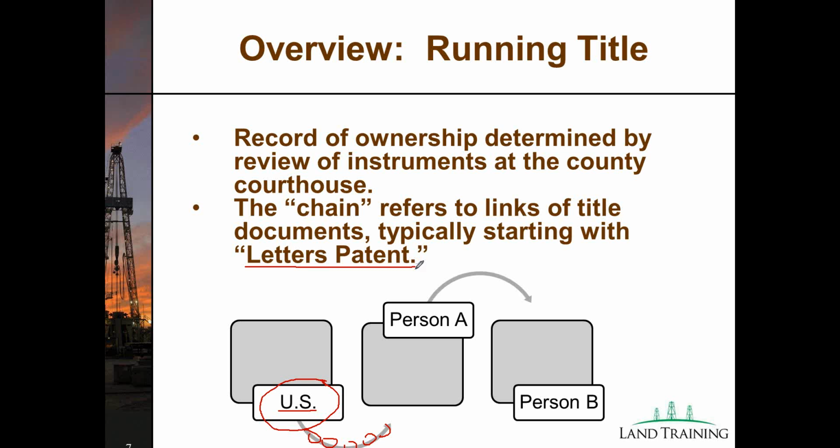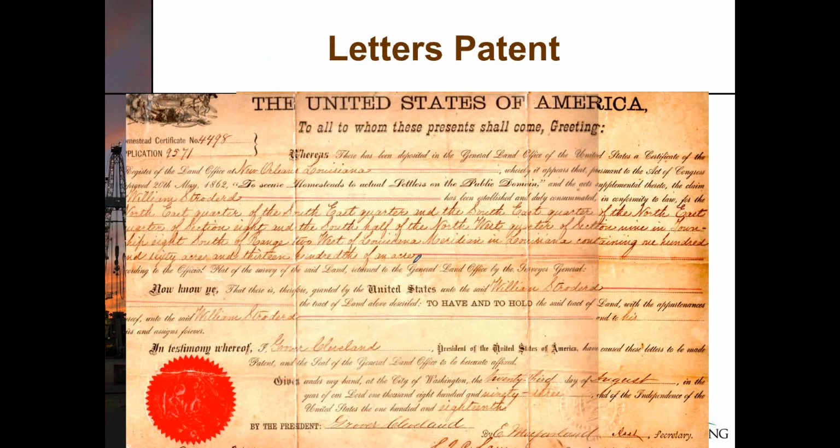Now, if you look up the term patent in the dictionary, it's defined as a government grant to an inventor of the right to exclude others from making, using, or selling an invention. In the same way, a patent is used to secure land. It is a government grant to a landowner of the right to exclude others from making or selling a given piece of property. So that's what letters patent is. And if you go all the way back to the first document in the chain of title, you will run across what's called letters patent.